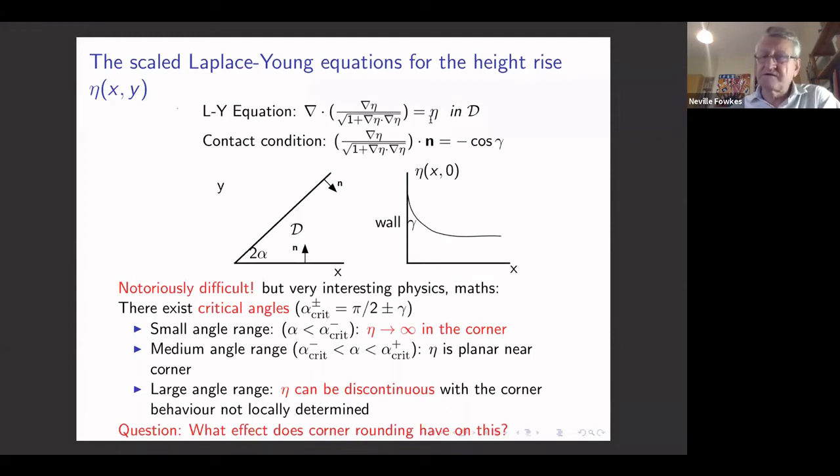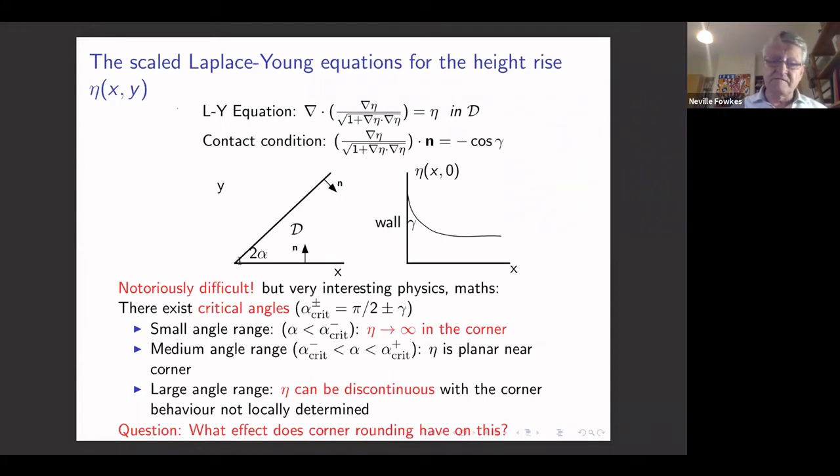It's notoriously difficult to actually get information about. The contact condition again contains that horrible expression up there, dotted with the normal to the face, which is equal to the cos of gamma, where gamma is the contact angle. What actually happens here, I won't go through the details, but if this angle in here is small, and I'm not talking about 1 degree, I'm talking about 20, 30, 40 degrees, then in fact the height rise in the corner is infinite.